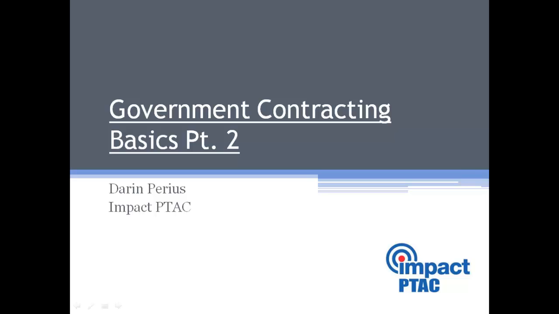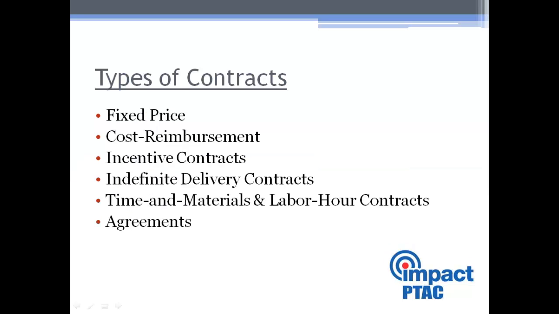Today we will be discussing the basics of government contracting Part 2. We will start with contract types. There are 6 basic types of contracts including fixed price, cost reimbursement, incentive contracts, indefinite delivery contracts, time and material and labor hour contracts, and agreements.